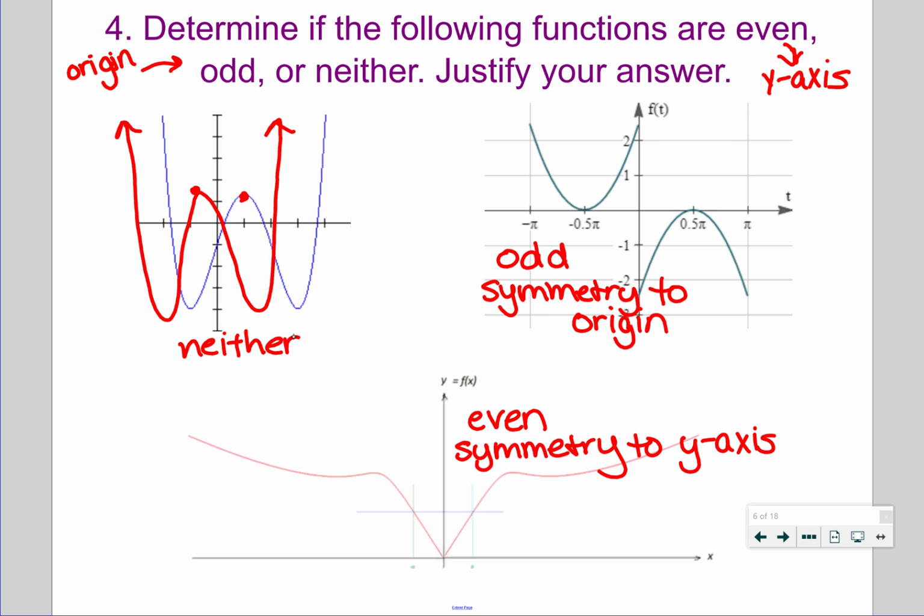And if you had to explain, I think I spelled that wrong. No, I didn't. If you need to explain that, you could say there's no symmetry to the origin or the y-axis.